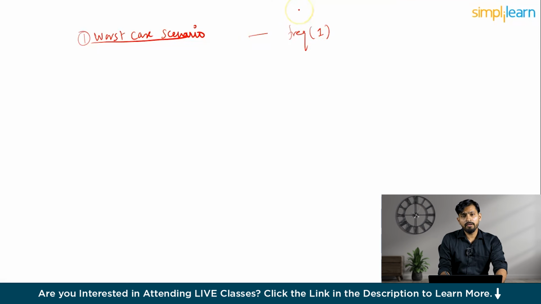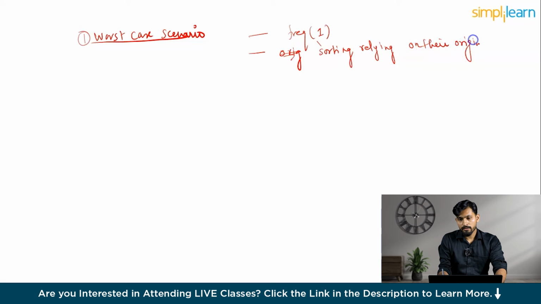And here the sorting will primarily rely on their original indices. So we are taking two ideas here. Basically, sorting is relying on their original indices.